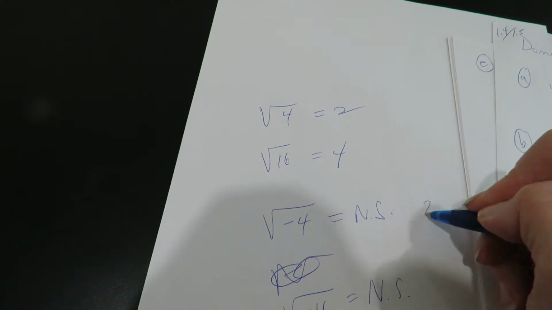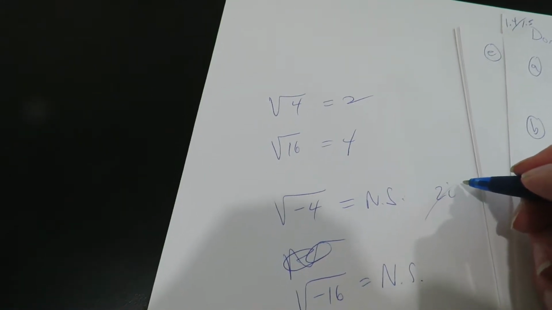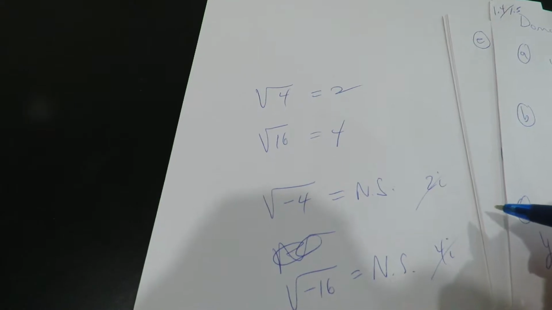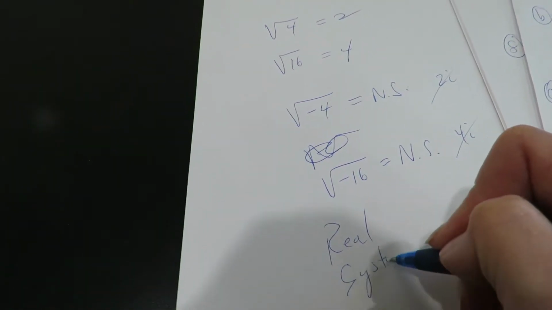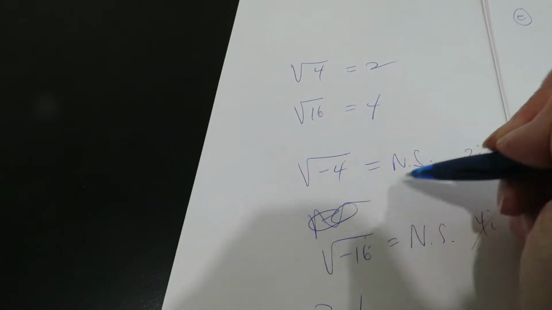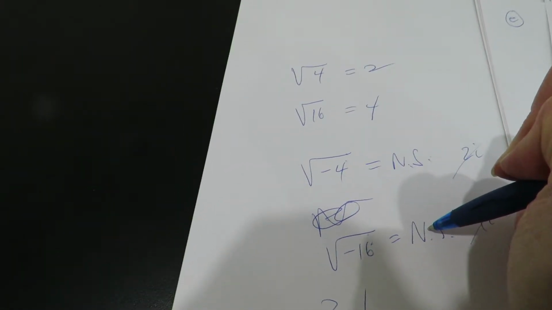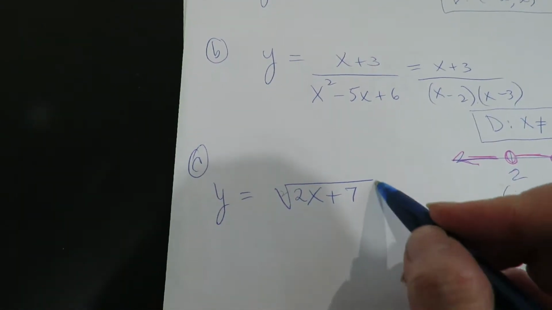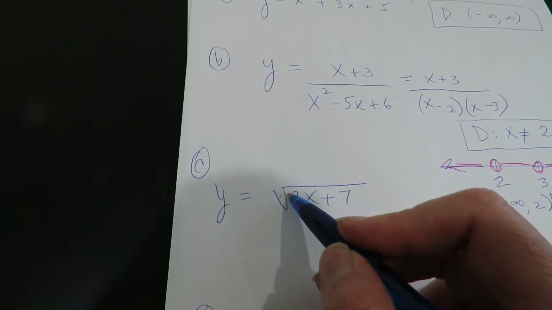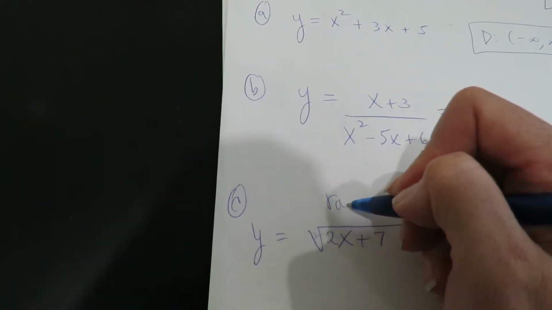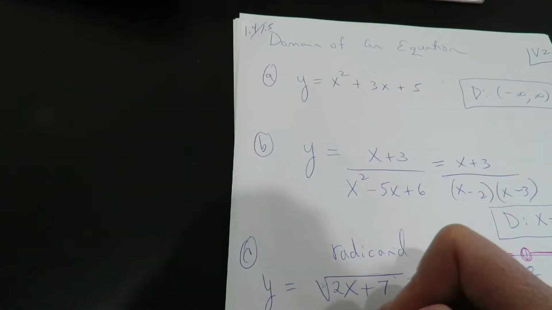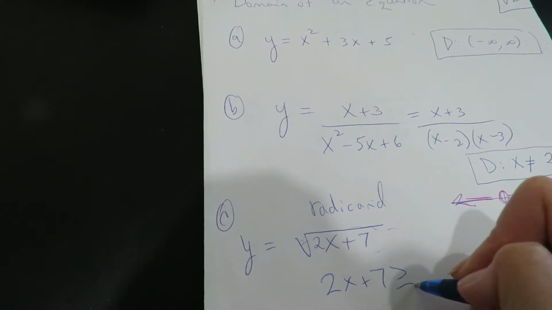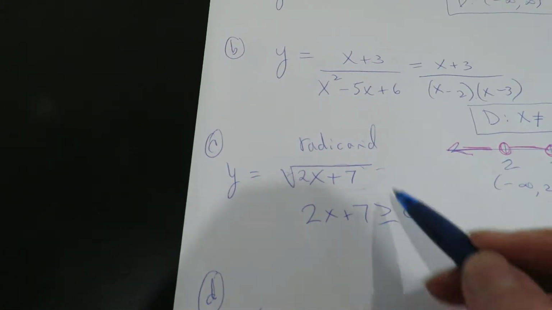In the real system, you can't write 2i, or 4i. I'm not in the complex system. I'm in what we would call the real system. In the real system, negative numbers are not allowed. So that means that what's under here, we call this the radicand. If you're particular about words, what's under here is called the radicand, and that has to be greater than or equal to 0.